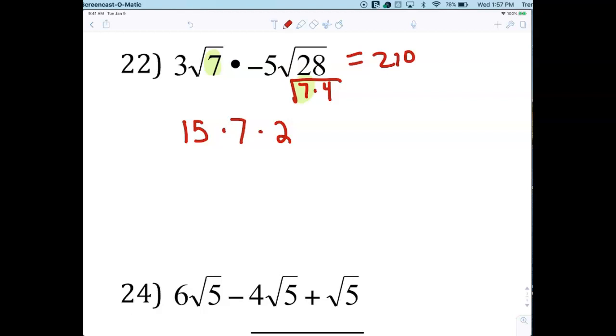Oh, thank you. I wasn't even paying attention. You get the gold star for the day. Thank you, Miss Hulsman. That right there, I overlooked it. It's negative. Thank you very much. Negative 210. All right. Negative 210.